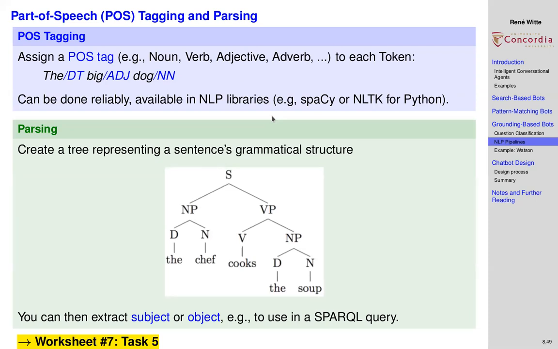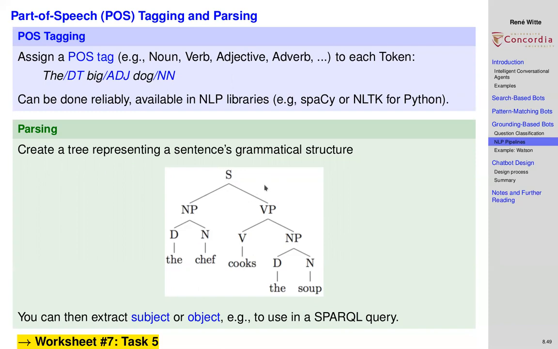The next step is parsing, finding out what the grammatical structure of a sentence is. So here, for example, you see the sentence, the chef cooks the soup. So the top is the sentence, and then we find out what the noun phrase and the verb phrase in the sentence are. The noun phrase is the chef, and the verb phrase is the verb plus another noun phrase. And this is one way of representing the grammatical structure of a sentence.